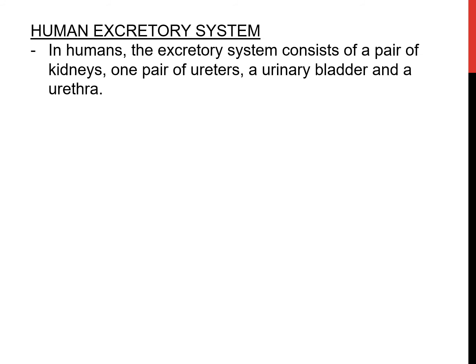Human excretory system. In humans, the excretory system consists of a pair of kidneys, one pair of ureters, a urinary bladder, and a urethra. So these are the different organs of the excretory system.